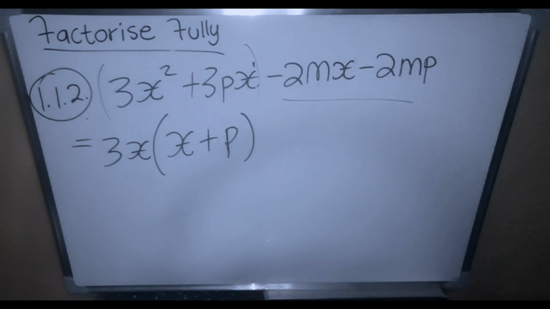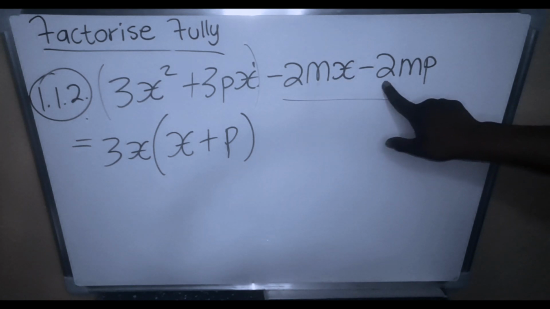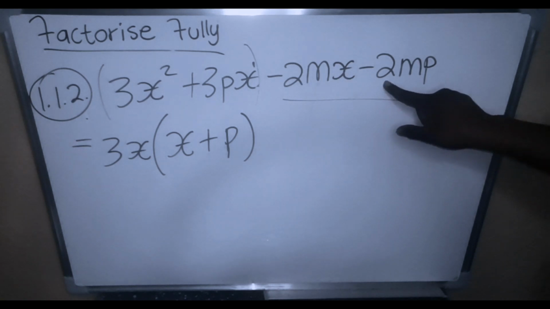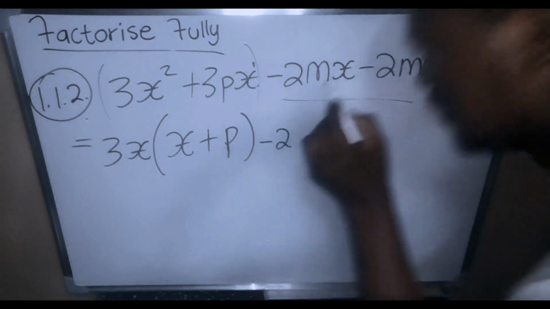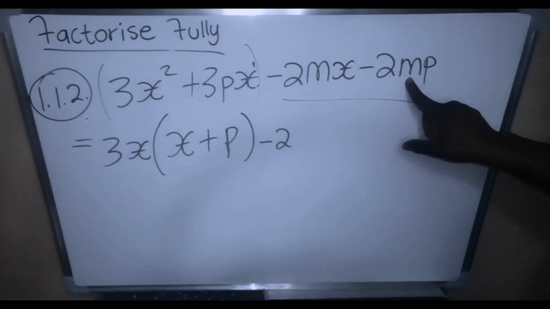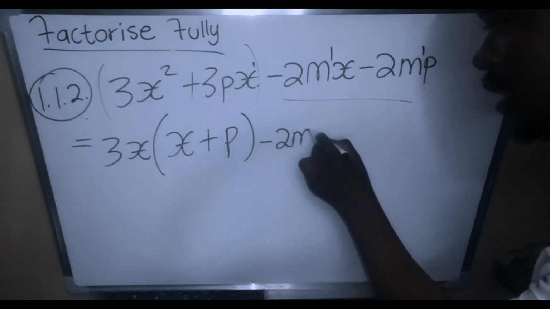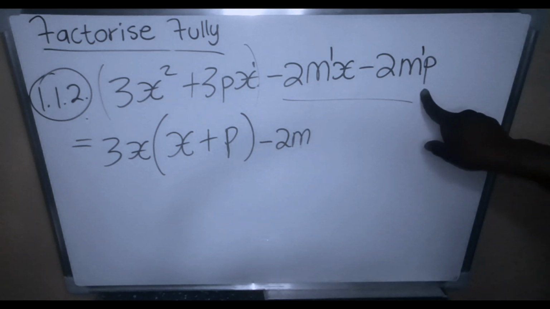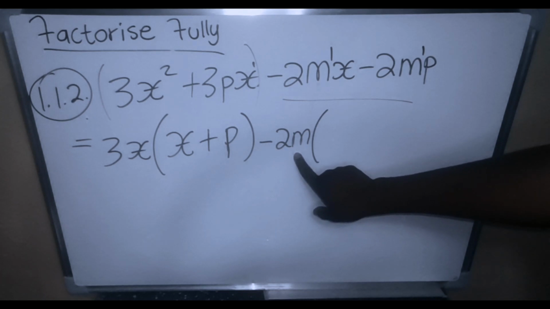The second bracket is very simple now. I've got negative 2 and negative 2 here. That means negative 2 is common on both sides. Therefore, I take the very same negative 2 outside the bracket. I've got m and m. m is common on both sides, and it's m to the power 1. That means I'm taking out m to the power 1. I put m here. p is not common, I leave it like that. I open a bracket. This is my highest common factor for the second bracket.